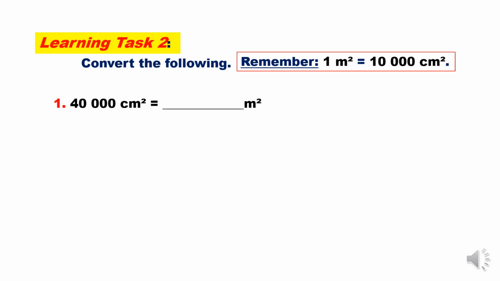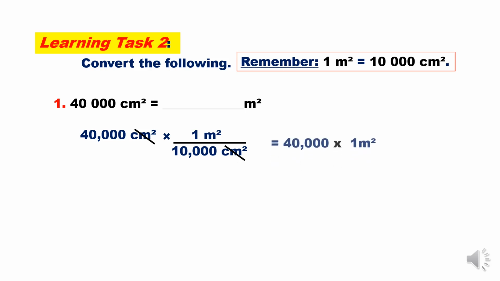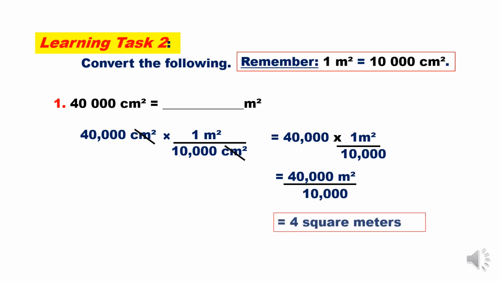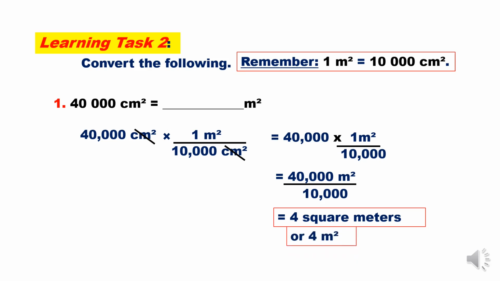Let us answer this number 1. 40,000 square centimeters equals blank square meter. So, the given, write it down, times, the denominator is 10,000 square centimeters and the numerator is 1 square meter. Then, cancel. We multiply 40,000 times 1 square meter divided by 10,000. So, 40,000 times 1 equals 40,000. Divided by 10,000 equals 4 square meters. So, the answer is 4 square meters.